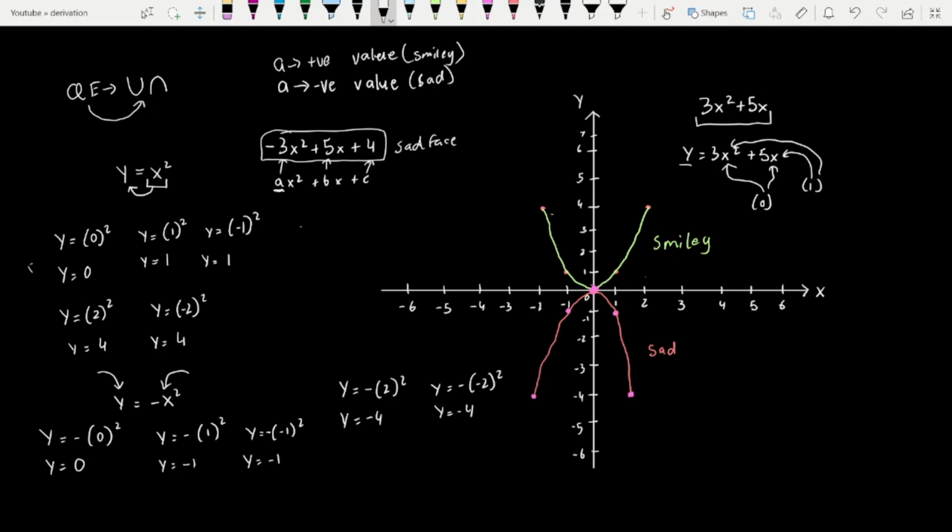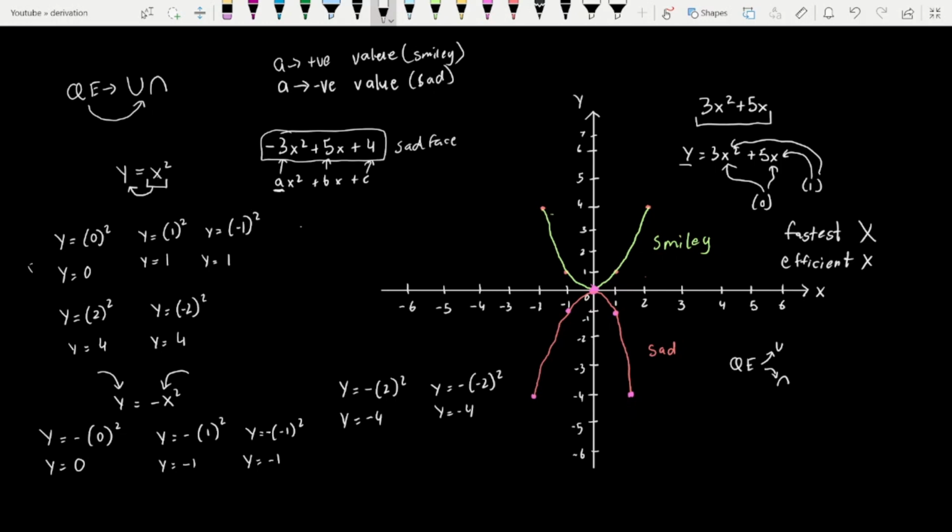So this isn't the fastest way of drawing a graph. This is definitely not the fastest way of getting your smiley face or your sad face. It's definitely not the most efficient way either, so you never want to do this. I'm just doing this to show you guys how you can get a smiley face or a sad face from a quadratic equation, but in future videos I'll show you more efficient, faster ways of doing this process.